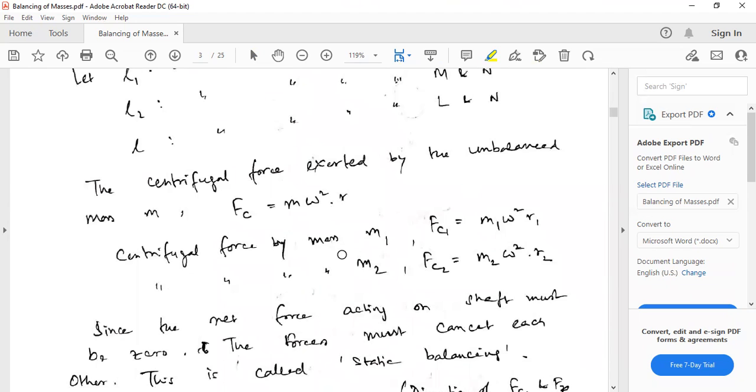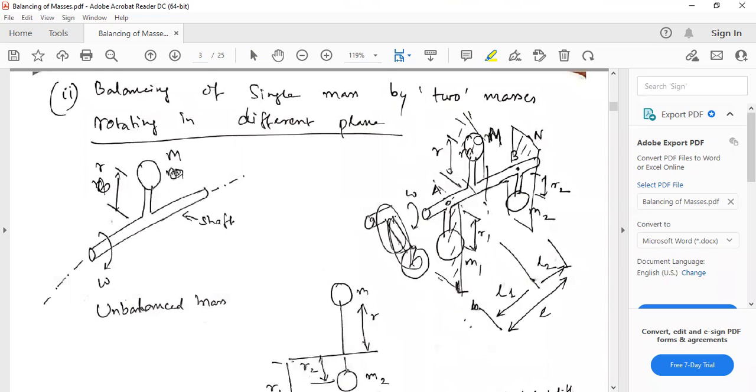The centrifugal force by mass m will be m r omega square, where the distance is r. For this one, it will be m1 r1 omega square. All will have the same omega, so we will write omega only, not omega 1, omega 2, because it is the same for all the masses. So this one will have m r omega square, this one m1 r1 omega square, and this one m2 r2 omega square.